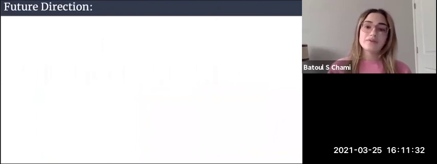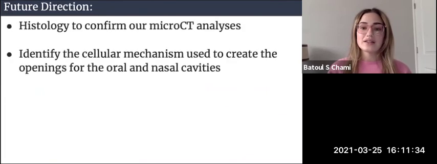For future lab direction, we would like to go back into the lab and perform some histology to complement the micro-CT analyses. Moreover, we are interested in identifying the mechanism for the opening of the nasal and oral cavities through cell proliferation and cell death analyses.